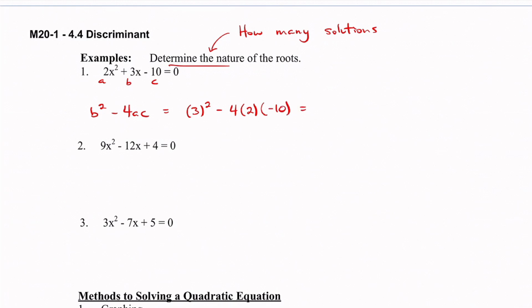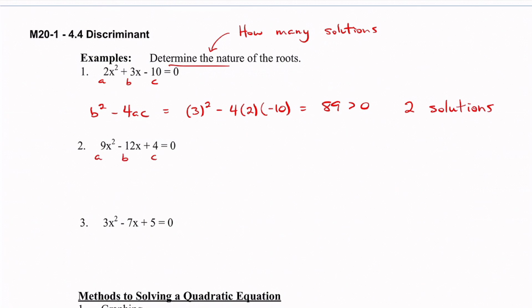Okay, and then when I calculate that, you're going to get 89, and 89 is greater than 0. It's positive. So when that happened, we got 2 solutions, or 2 distinct real roots. So 2 solutions. For the next one, I'm going to label my A, my B, and my C.